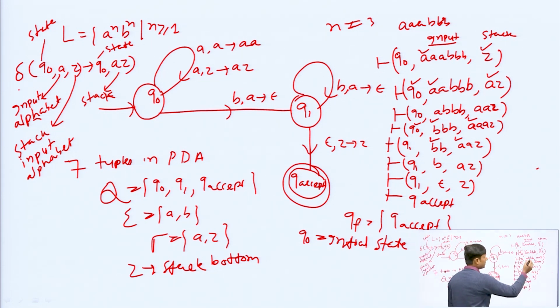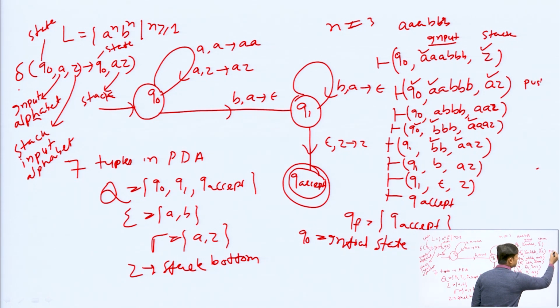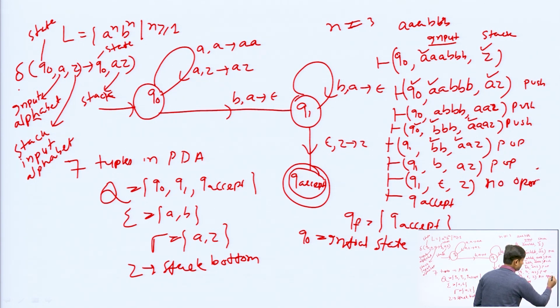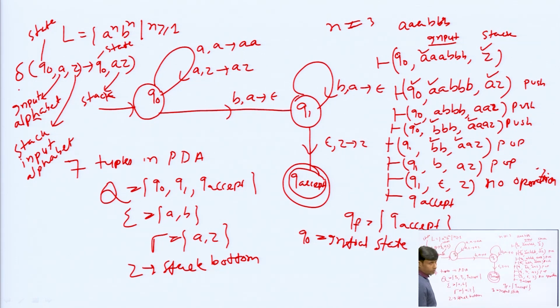You can say here we are using the push operation. Here we are using push, and this is also push. Then here pop operation, here pop operation, here pop, and then this is no operation. No operation means you just read the input, with no need for any operation on the stack. So this is the no operation.